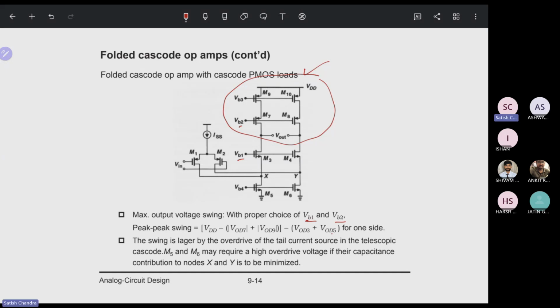The swing is larger by the overdrive of the tail current source in the telescopic cascode. M5 and M6 may require a high overdrive voltage if their capacitance contribution to nodes X and Y is to be minimized.